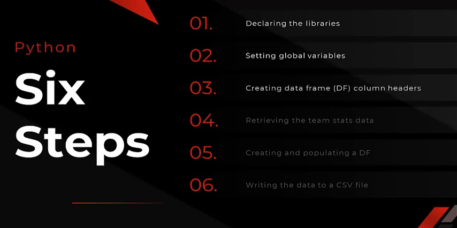The third part of the application involves creating the column headers for the data frame that will be used to store the team stats data. This is important because it allows the program to organize and manipulate the data in a structured way.